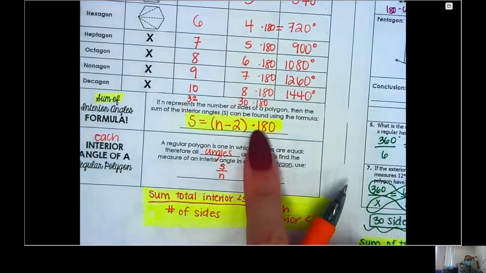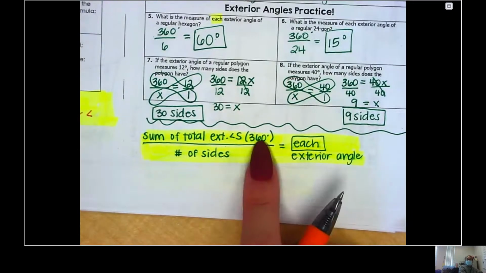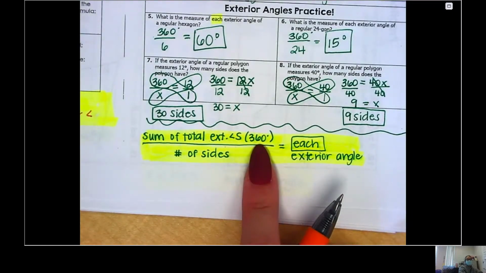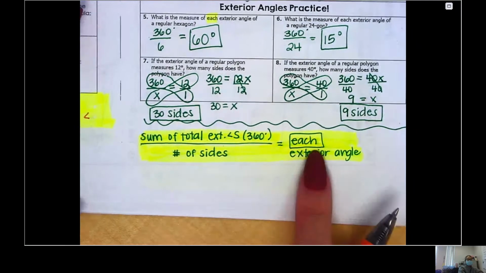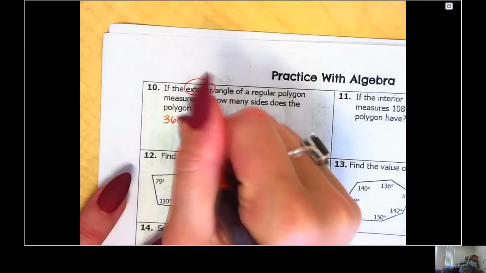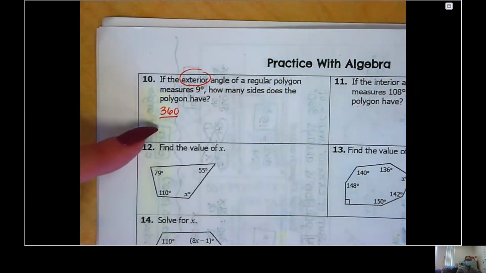Am I going to use this one? No. Am I going to use this one? No. Am I going to use this one? Yeah. So I'm going to take 360, right, because it's always 360, divided by the number of sides, and I set that equal to each exterior angle. So I always put 360 at the top if it's exterior. 360, right? That's the total divided by the number of sides.